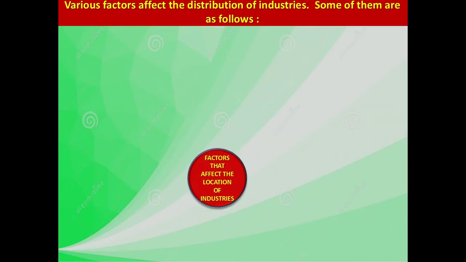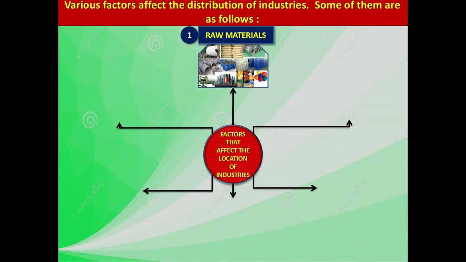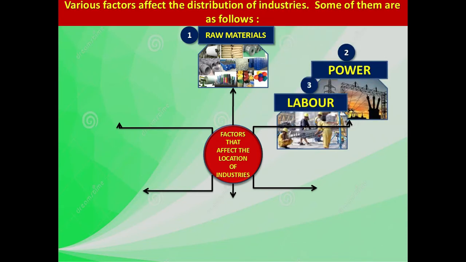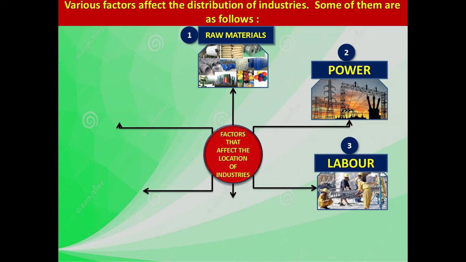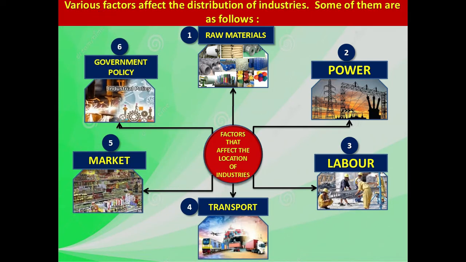What are the factors? Various factors affect the distribution of industries. Some of them are as follows. Number 1, raw materials, number 2, power, number 3, labor, number 4, transport, number 5, the market, and number 6, government policy. So there are overall 6 factors that affect the distribution of industries, and let's see about each topic in detail.